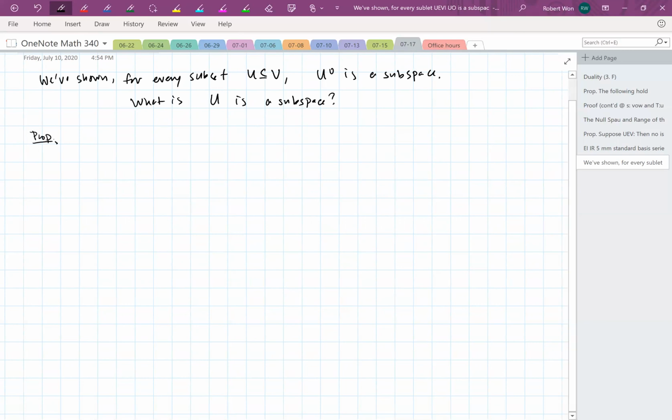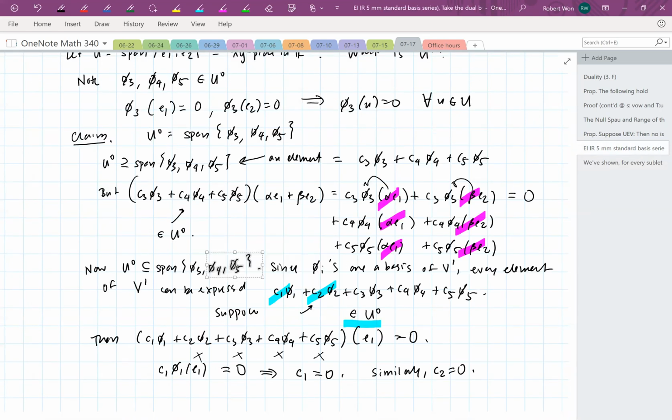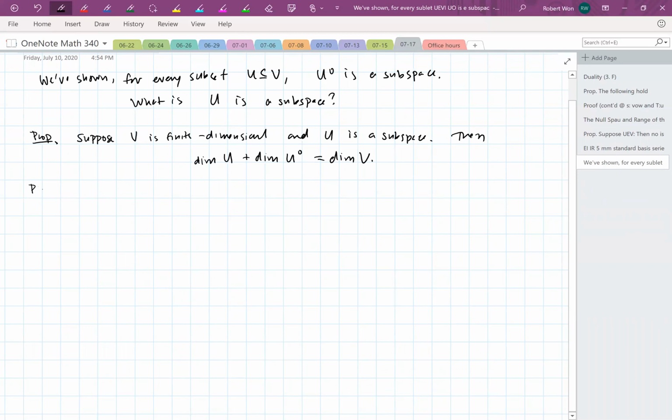Here's the result. Suppose that V is finite dimensional and U is actually a subspace now. Then if you take the dimension of U and the dimension of the annihilator of U, you get the dimension of V. Which is what happened in the previous example. Here, U is a subspace of dimension 2, and we saw that the annihilator of U was a subspace of the dual space of dimension 3. So they added up to 5. This is true in general.